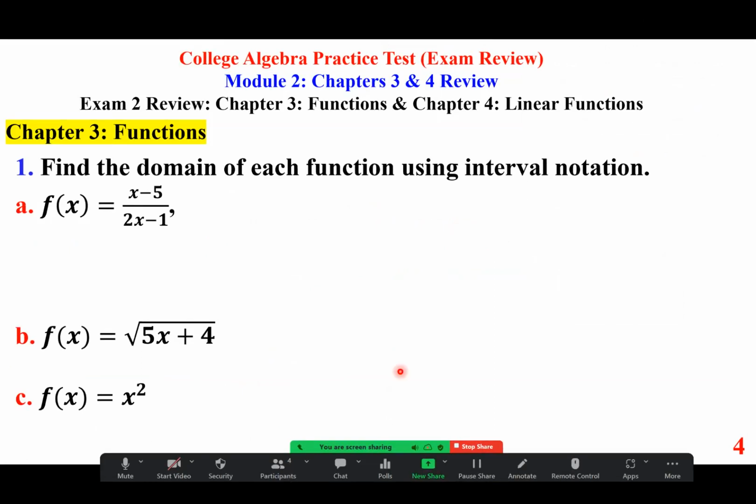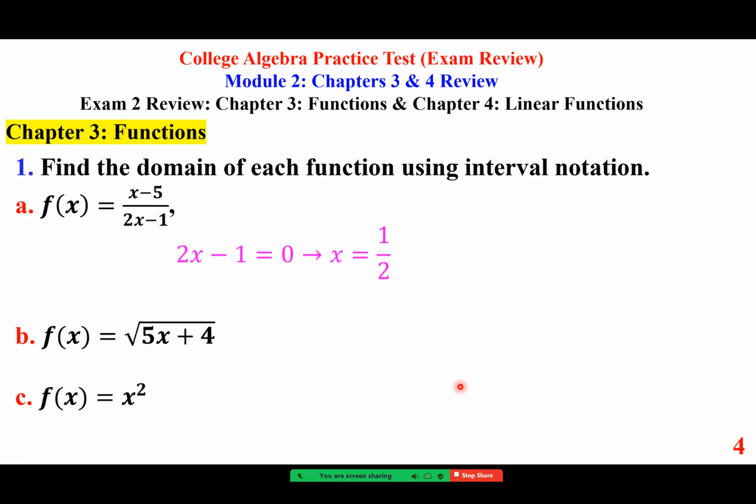All right. How do we find the domain for a rational function? In general, we set the denominator equal to 0 and we exclude that. 2x minus 1 is 0, x is 1/2. That means everything is acceptable except 1/2. So how do you show that? There are two ways. This is the shorthand notation: x can't be 1/2. And this is the interval notation.